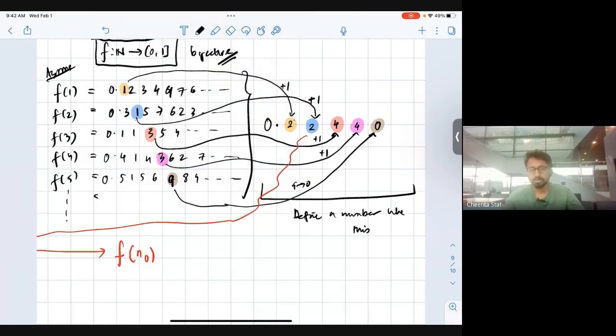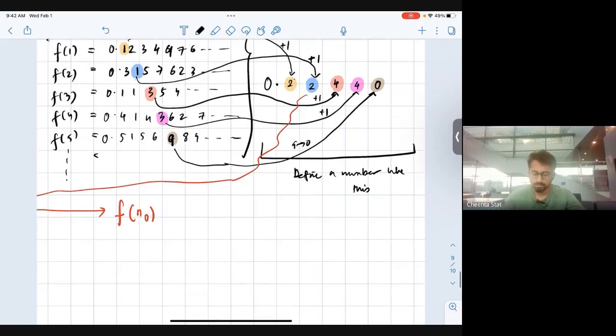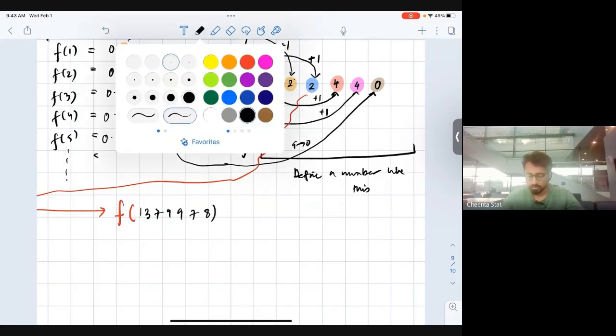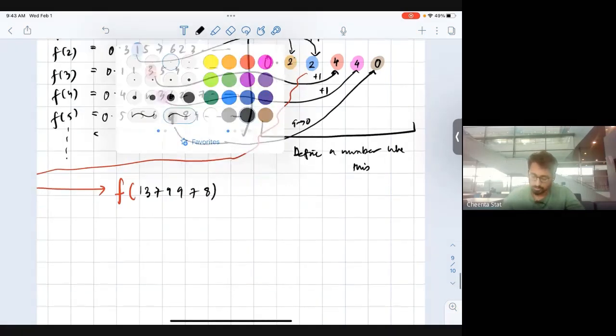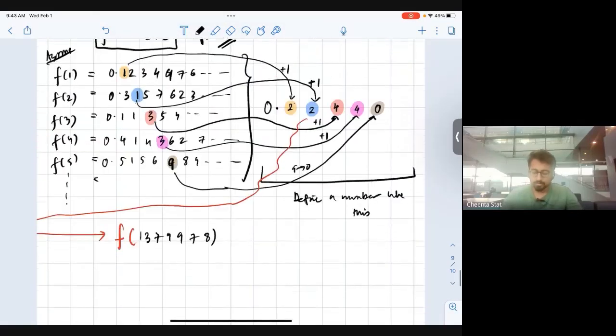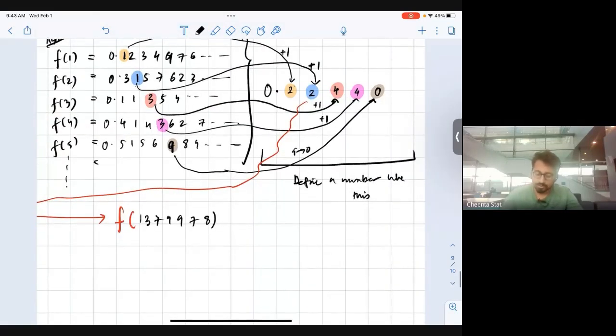So this number, since it's a bijective function, a countable set, so for some integer, let's say 1,379,978, that integer is this by the definition, by the assumption, right? Or it can be 17th also, f of 17, just one such unique number, right?